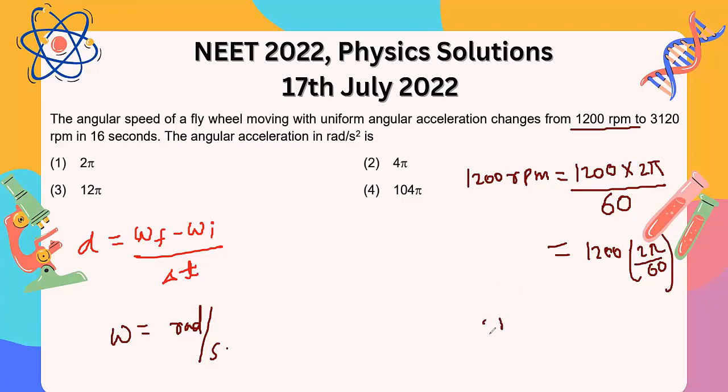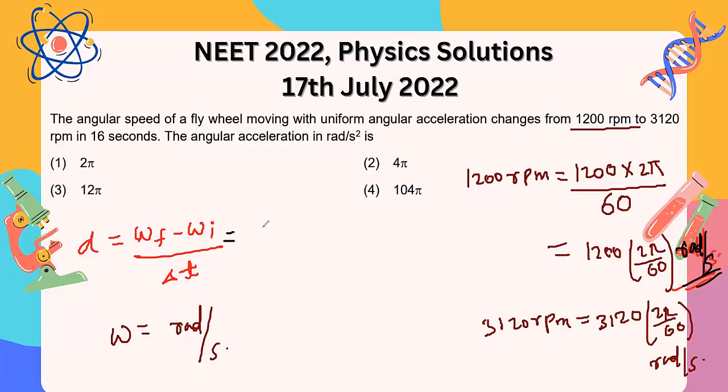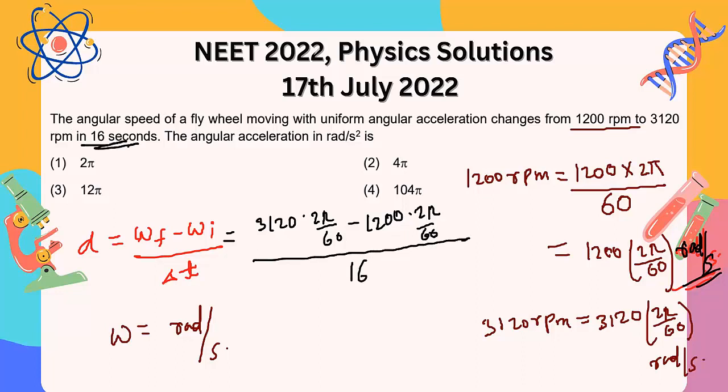Similarly, this 3120 RPM is 3120 times 2 pi upon 60 radians per second, the omega. And the initial omega was this much radians per second. So I use the formula: omega final, 3120 into 2 pi upon 60, minus initial, 1200 into 2 pi upon 60, and the time it took was 16 seconds to change the angular velocity from initial to final.